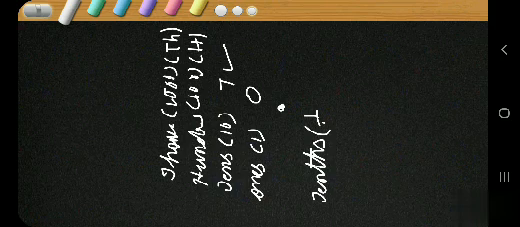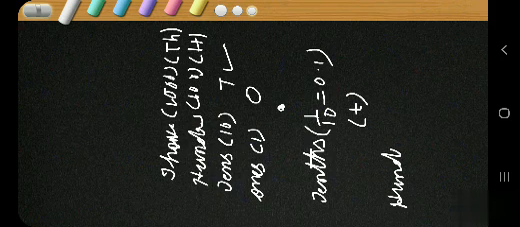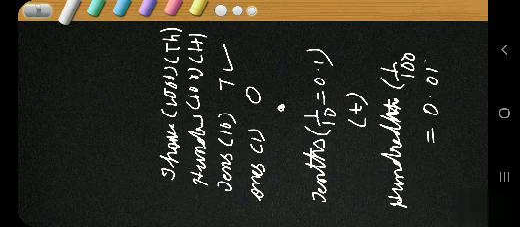Tenths place means 1 by 10 or 0.1, both are same, and it is denoted by the symbol small letter t. Next, after the tenths place we have hundredths place. And what is meant by hundredths place? 1 by 100, and 1 by 100 is equal to 0.01, and the symbol for denoting hundredths place is small letter h. Okay, it goes on like this.